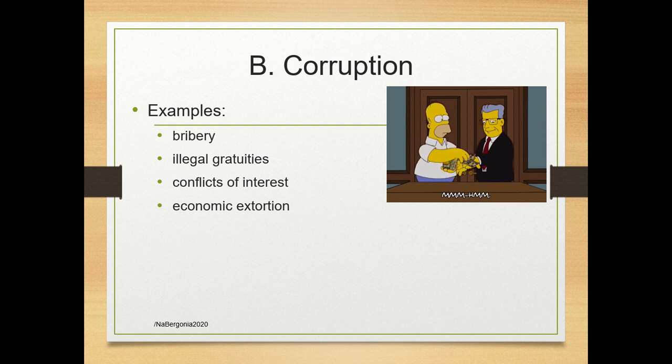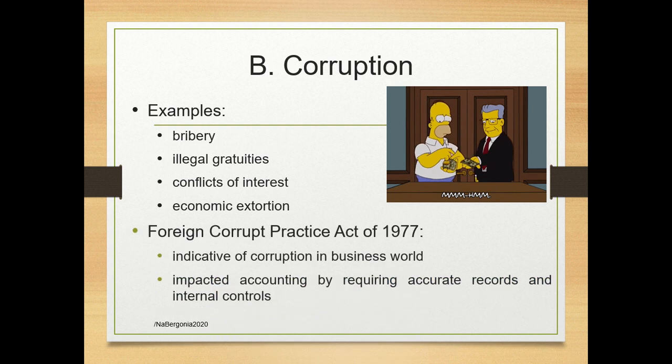So it is the use or a threat of force by individual or organization to obtain a value. The item of the value, no, could be financial or even economic asset, an information, or even cooperation to obtain favorable decision. So in the US, to address this, they have the Foreign Corrupt Practices Act, no, of 1977, which is indicative of corruption in the business world and impacted accounting by requiring accurate records and internal control.